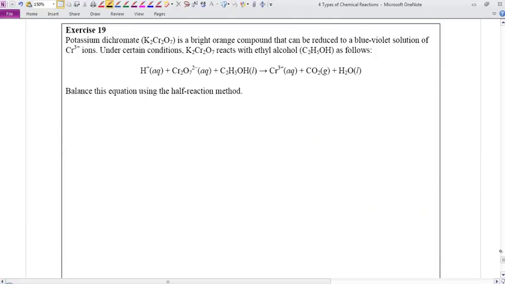All right, potassium dichromate is a bright orange compound that can be reduced to a blue-violet solution of Cr3 plus ions. Under certain conditions, potassium dichromate reacts with ethyl alcohol as follows. And thankfully, they gave me all the players in this reaction. So we got to figure out who's reduced and who's oxidized. That's where you always start. I like to start with the reduction, but you don't have to.